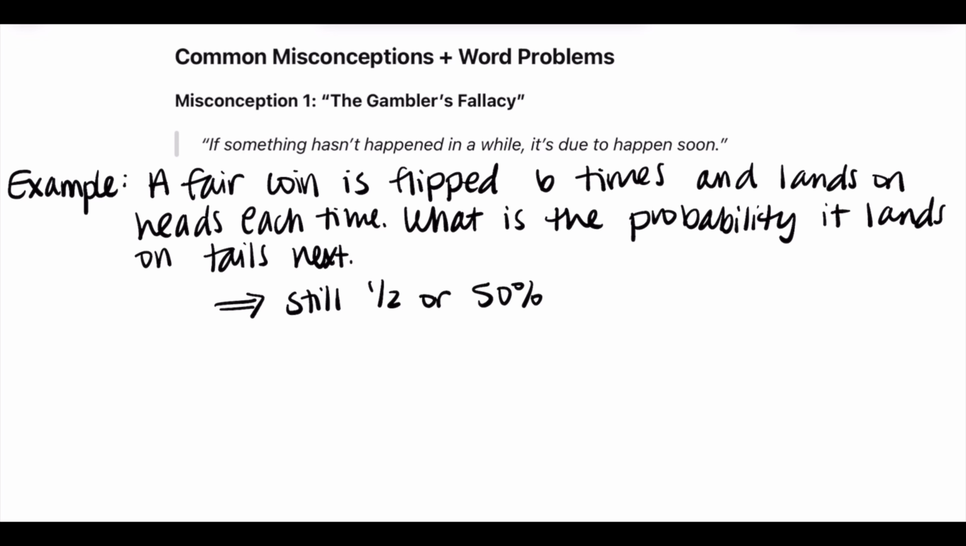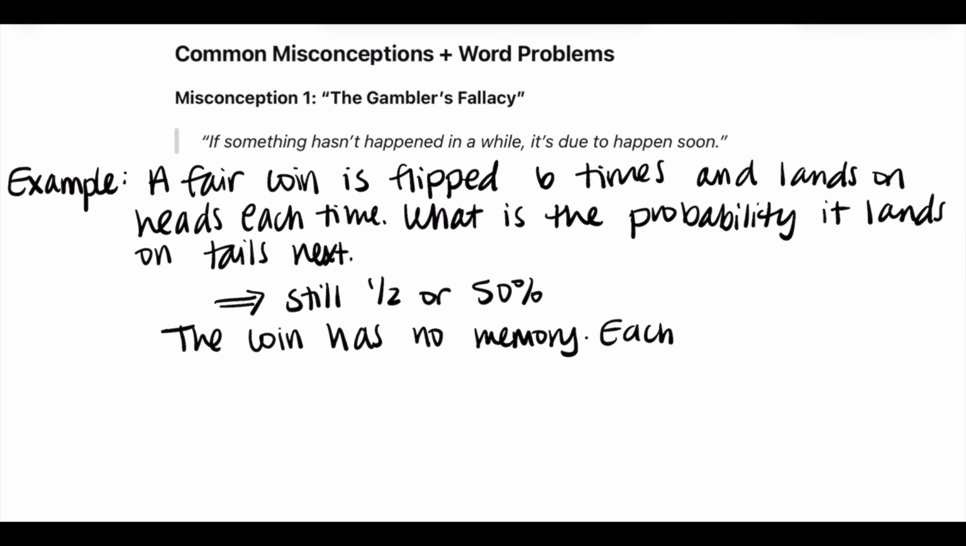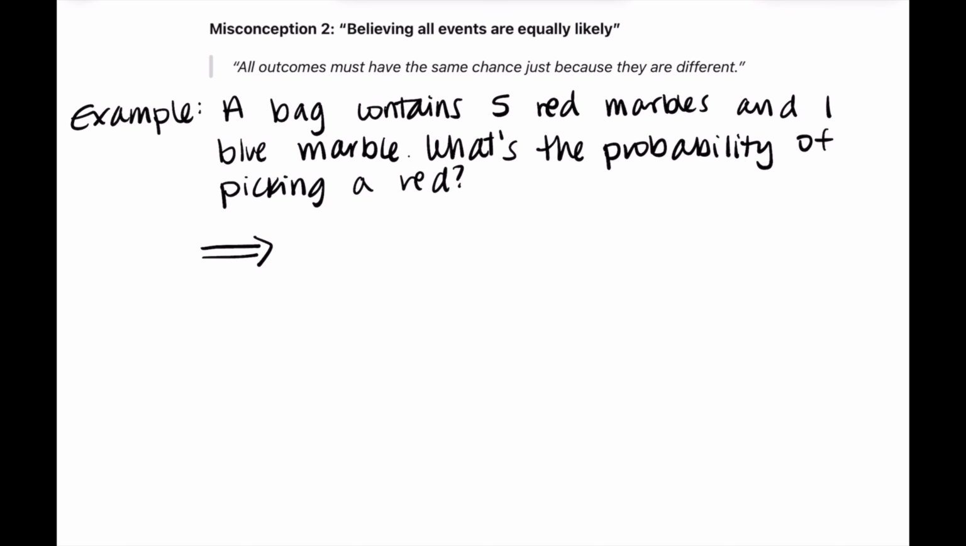The coin has no memory. So every single flip is independent. It does not matter that the coin was flipped on heads 6 times in a row. It could land equally on either heads or tails next time. So this is misconception number 1, and it's called the gambler's fallacy. So this is something to look out for. Now we'll move on to misconception number 2.